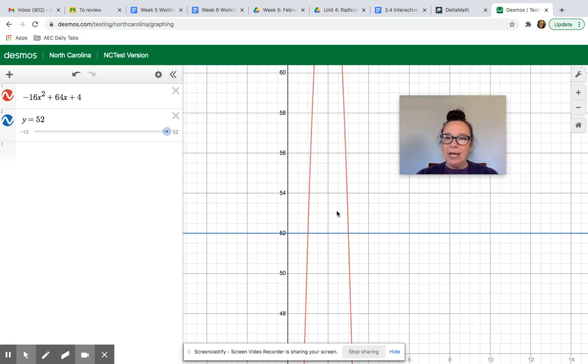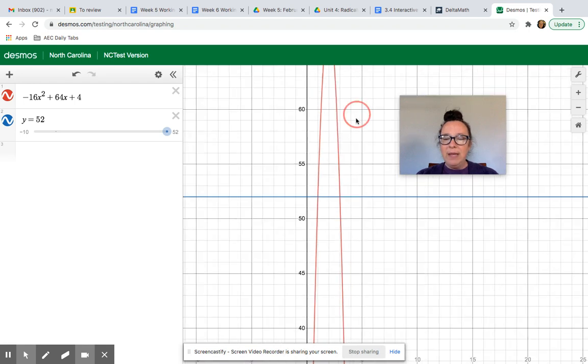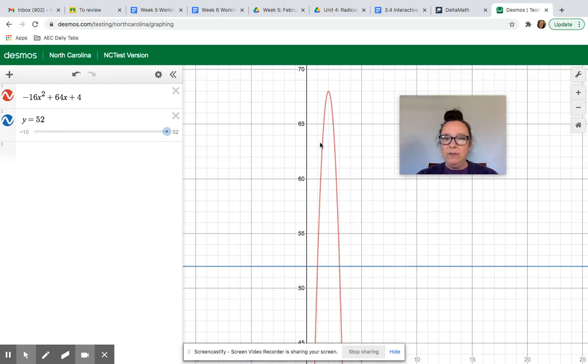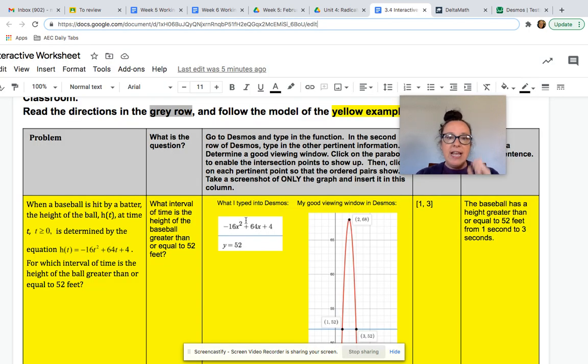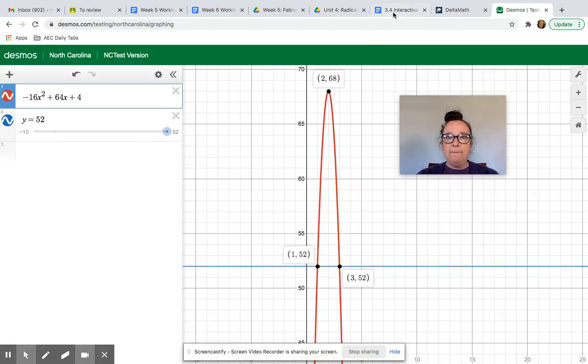Now I like to see the top of the parabola, so I know it's up here, so I'm just going to zoom out a little bit and then click and drag. So there's a good viewing window. You click the parabola, there's your ordered pairs, or the dots, and then click on the dots. And then you take a partial screenshot of just that part, like this, okay? And that's what I put here. And I also put right here what I typed in over here so you could see, okay?